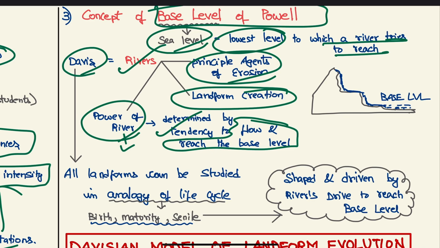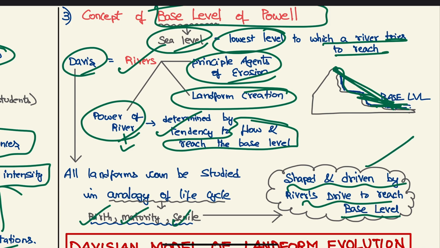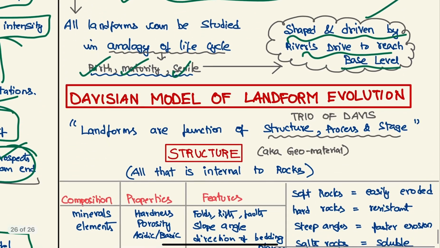It depends upon which stage it is in: birth stage, maturity stage, final stage. In the birth stage, it is generally in the mountains, so the drive will be very high because the difference is very high. In the mature stage, it's much lower, and in the final stage, it's much less. So it is shaped and driven by the river's drive to reach the base level. These are the three influences.